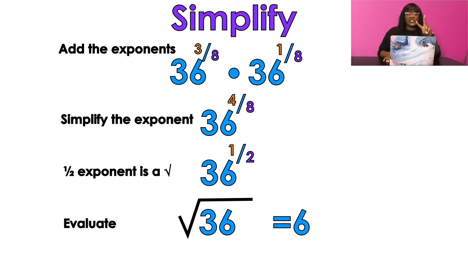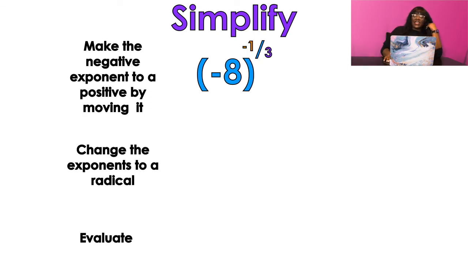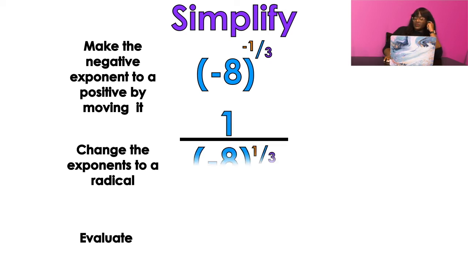Okay, 2 more slides. Almost done. So let's say I have -8^-1/3. One of the rules of exponents is that you can't have negative exponents. I make a negative exponent positive by moving it to the denominator, if it's in the numerator, or vice versa. Ms. Brunat, what you talking about? I'm so glad you asked. That's what I'm talking about.